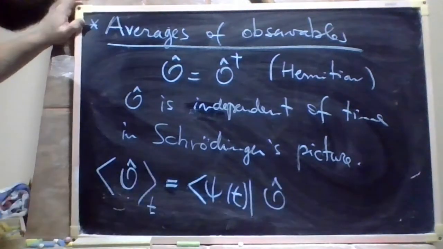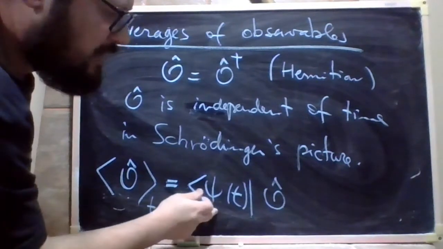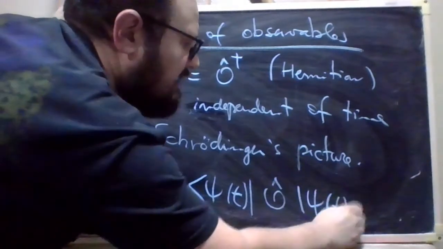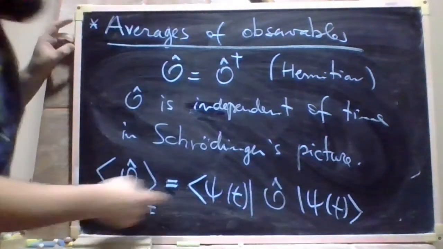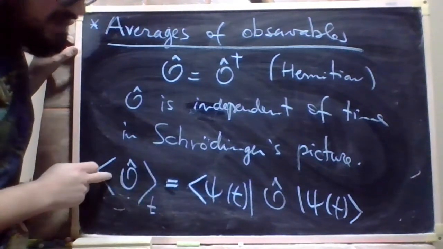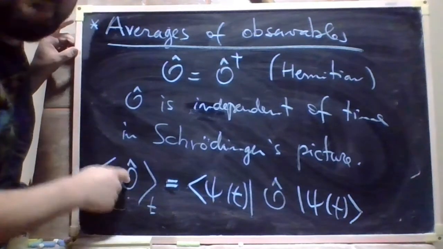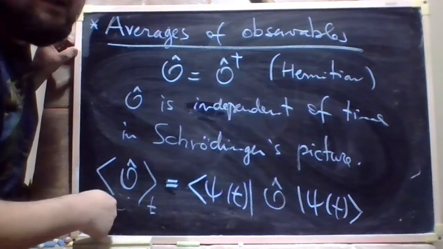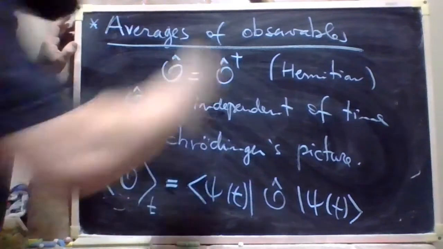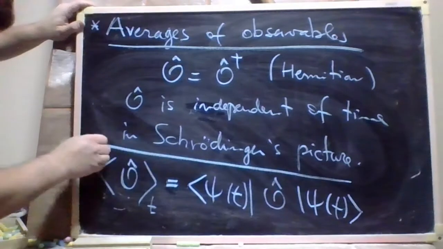projected, or the operator is sandwiched between the bra of the state at time t and the ket of the state at time t. It gives you the average of that matrix. All right, it gives you a number which is the average of the operator. It can be a component of the momentum or a component of position or a component of the angular momentum or the electric charge eventually, or anything you want. So this is the average at time t.